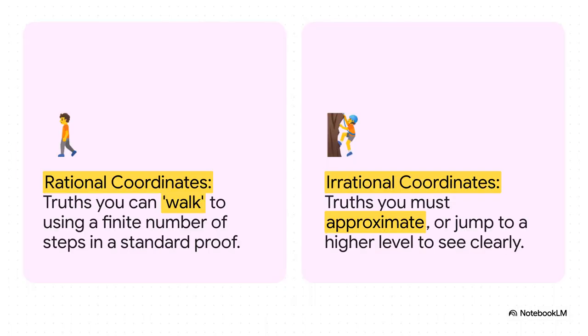And what about the flat surface of the map, the horizontal coordinates? Well, here we've got two different kinds of locations. First, you have rational coordinates. These are the truths you can reach with a standard proof, taking one logical step after another. You can literally walk right up to them.